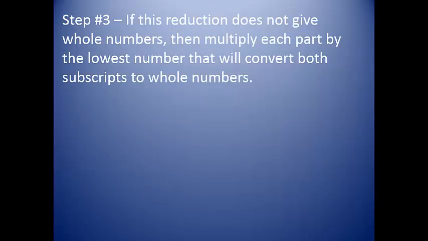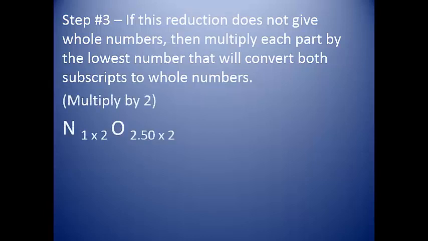Okay? If that reduction doesn't give us a whole number, then we have to multiply each one by the lowest number that will get us to a whole number. So 2.5, start off with multiplying it by 2. If you multiply 2.5 by 2, you're going to get a 5, which is a whole number. If that wouldn't have worked, then we want to multiply each one by 3. Would that have given us a whole number? So what you multiply each part by could be different. You want to go with whatever's going to give us the lowest number, which in our case is 2. And you have to do that to both of them.